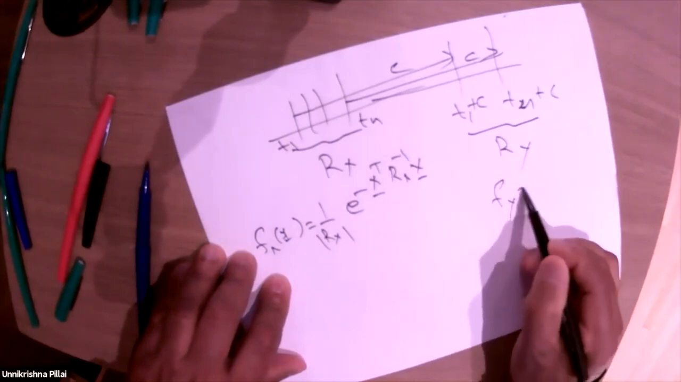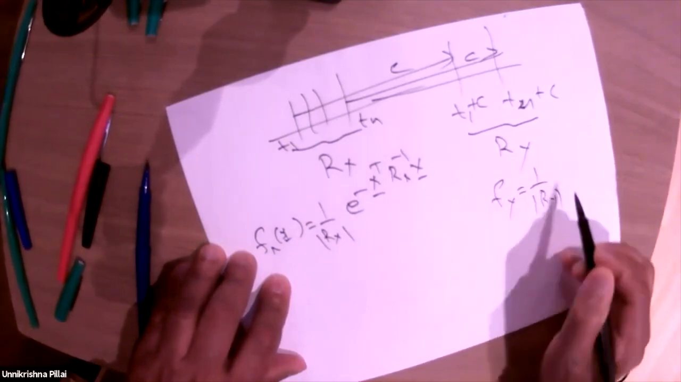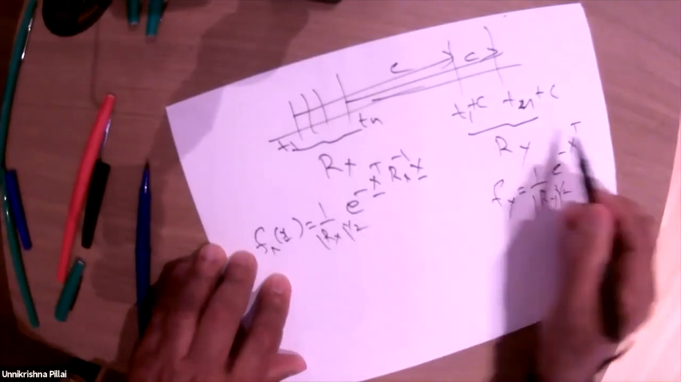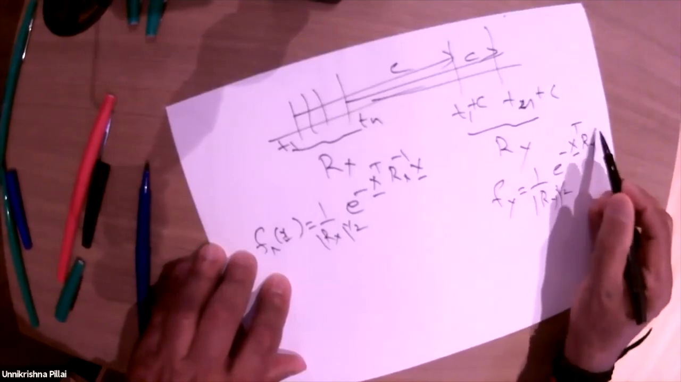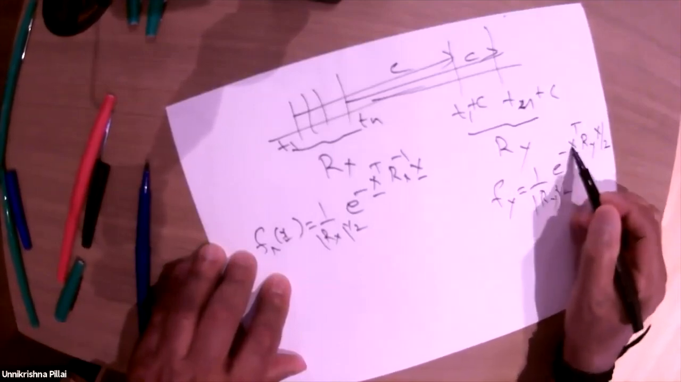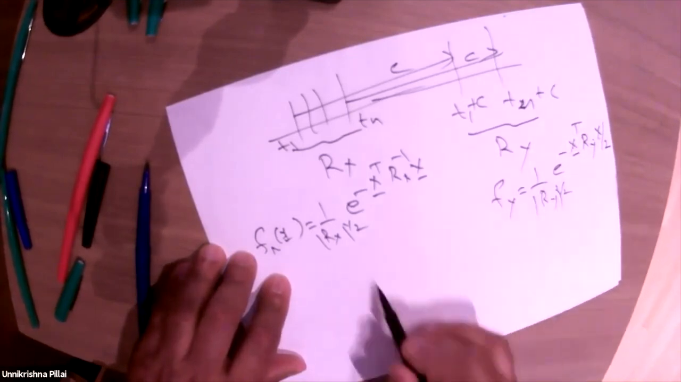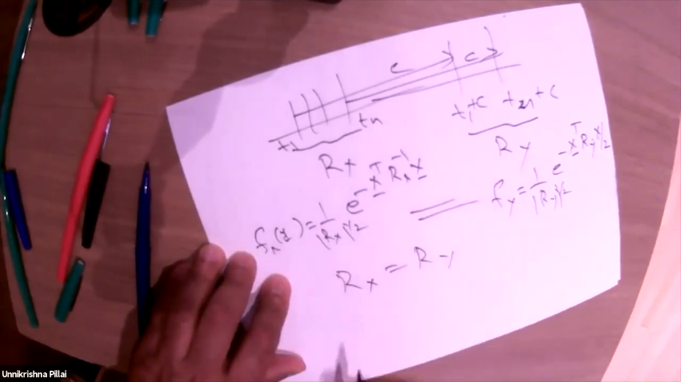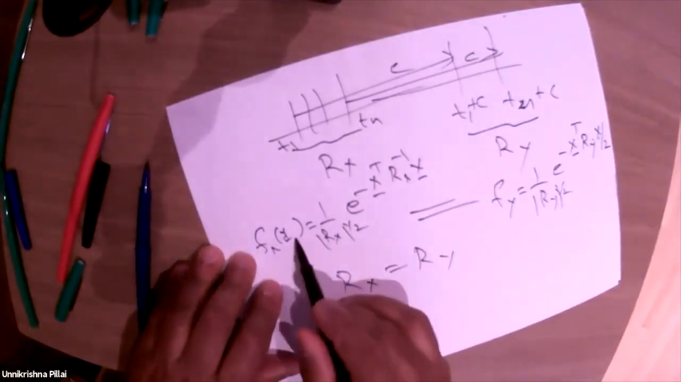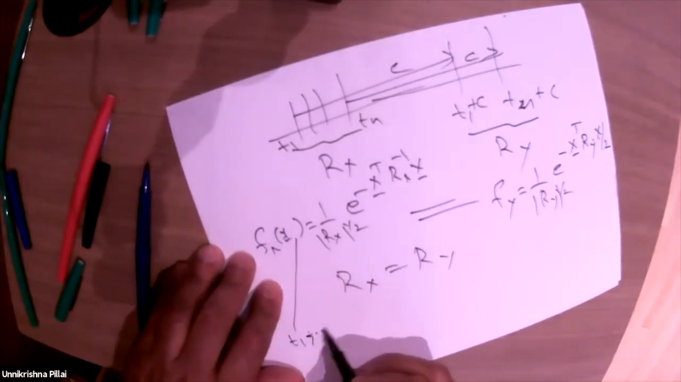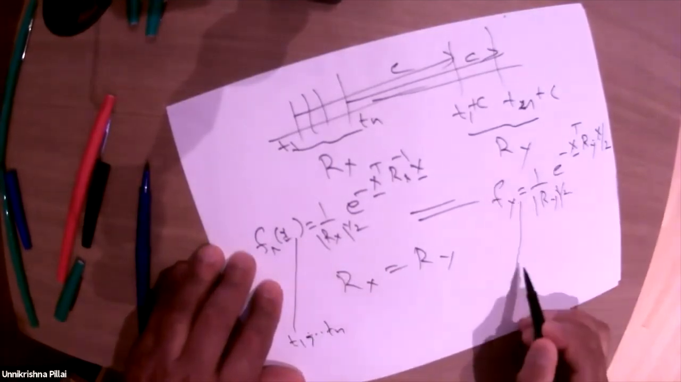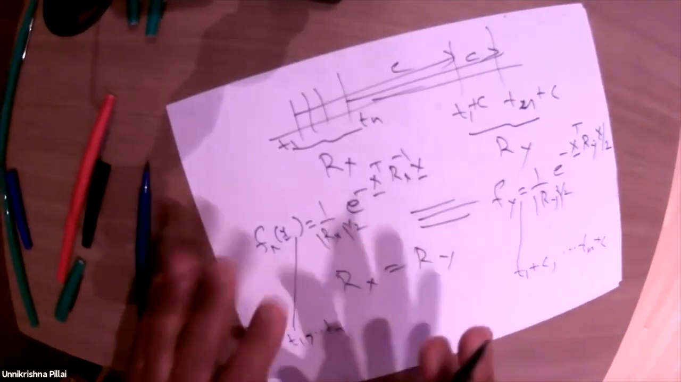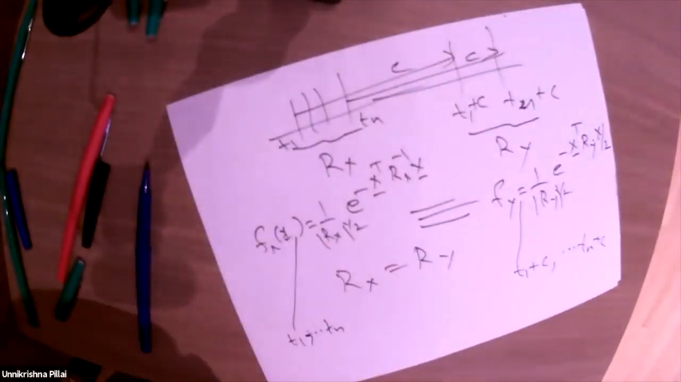Here the density function is 1 over Ry to the half, e raised to minus, I'm going to use the same variable, X transpose Ry X by 2. X transpose Ry X is a scalar. You can see, I already showed you that Rx is Ry, the two covariance matrices are the same. So the two density functions are the same. But this density function corresponds to T1, T2, TN. This density function corresponds to T1 plus C, etcetera, TN plus C. So the two density functions at this time instant and the other time instants are the same.